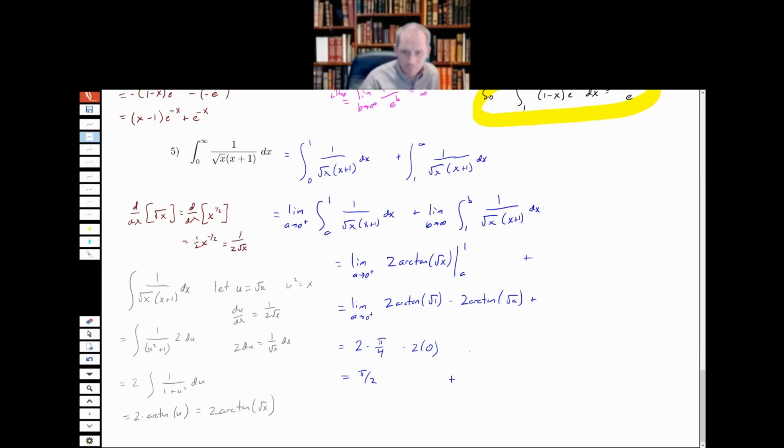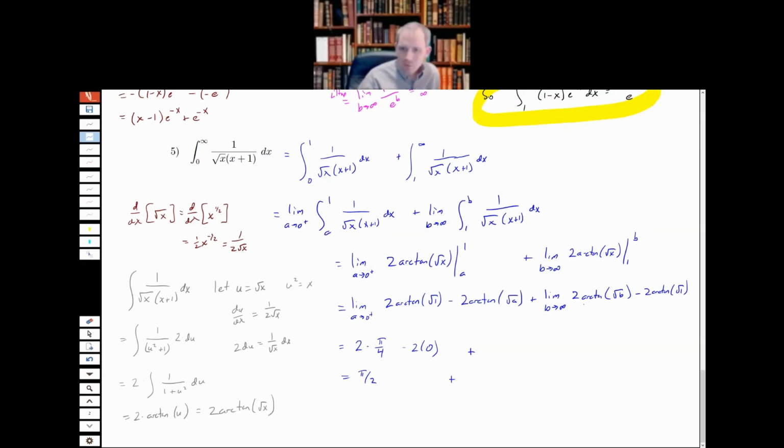Okay. So now let's deal with the other side, the integral from 1 to b. So I have the limit as b goes to infinity of 2 arctangent of root x from 1 to b. So the limit as b goes to infinity, 2 arctangent of root b minus 2 arctangent of root 1.